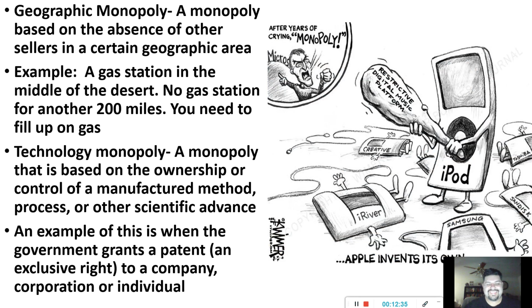Now this next one is one of my favorites. It's interesting because I've seen it before. It's called geographic monopoly. This is a monopoly based on the absence of other sellers because of the geographical area. So a great example is in the middle of the desert, there's one gas station, and they have a sign saying there won't be another gas station for 200 miles.